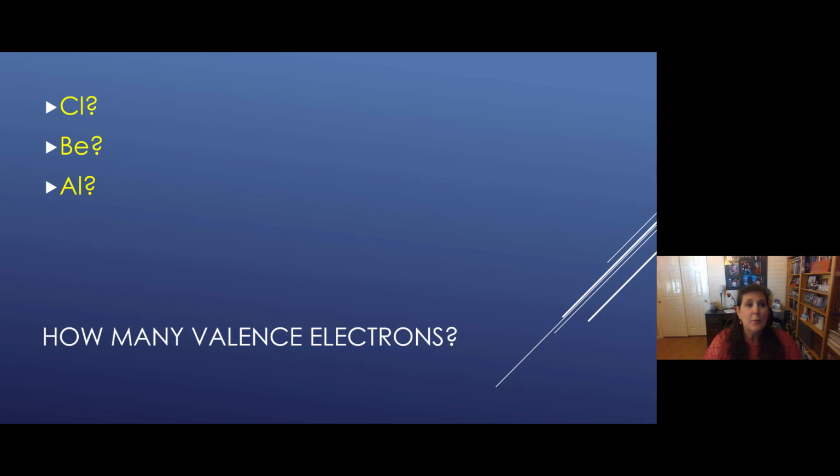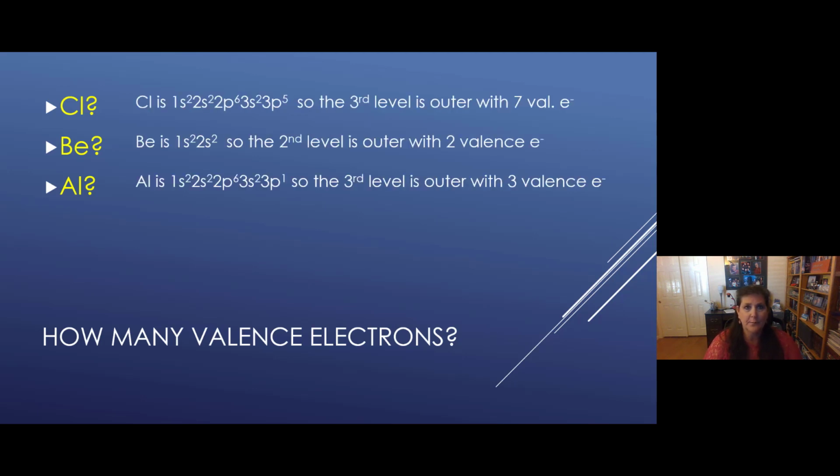Okay, we're back. So I'm going to go ahead and show the answers here. All right, a lot of information here. So chlorine is number 17. So the electron configuration, 1s2, 2s2, 2p6, 3s2, 3p5. So the third level is the outer level. We have 3s2, 3p5. 2 plus 5 is 7. So 7 valence electrons. Electrons in the outer third level for chlorine.